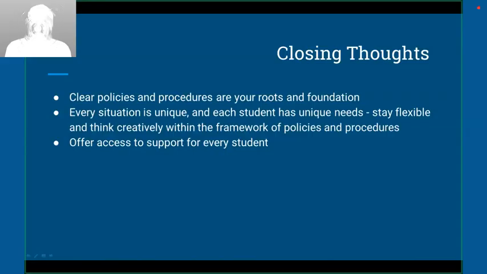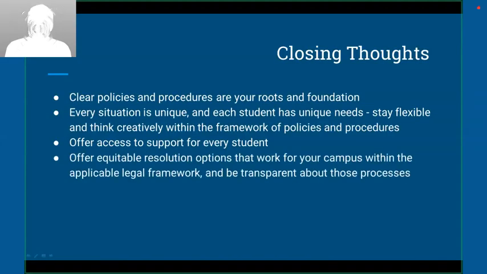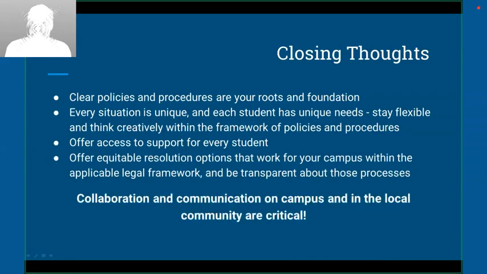Make sure to be offering access to support for every student and offering equitable resolution options, and then being really transparent about what those processes and those options are. And then if I could have found any more alliteration to jam into the sentence, I would have. Collaboration and communication on campus and in the local community are critical. It not only is a fabulous alliteration, I really think that is the key to doing this work in a way that is compliant. I should have put that one in there somewhere. Compliant, but also goes beyond checking the box to really serve our students and our campus.